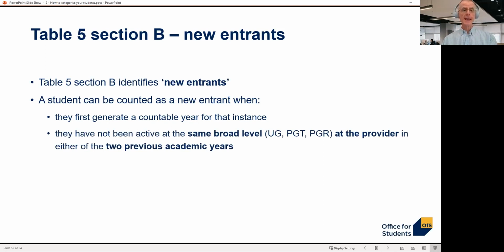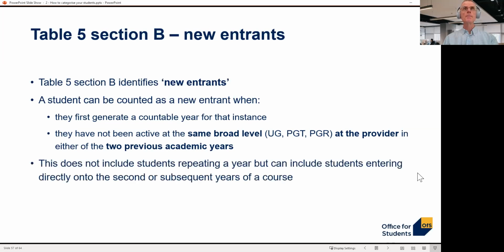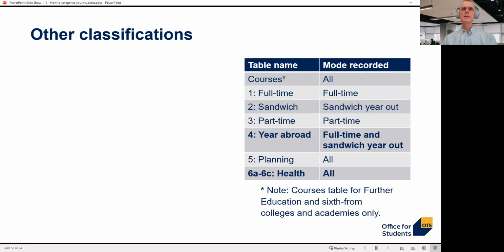Probably they've not been active at the same broad level at that provider in either of the 2 previous academic years, and by the same broad level we mean undergraduate, postgraduate, and so on, as you can see there. So this doesn't include students who are repeating a year, but can include students entering directly into the second or subsequent years of a course. So again, full details are in the HESES guidance, this time in Annex C. So we'll have more on that as we go through the rest of the webinars.